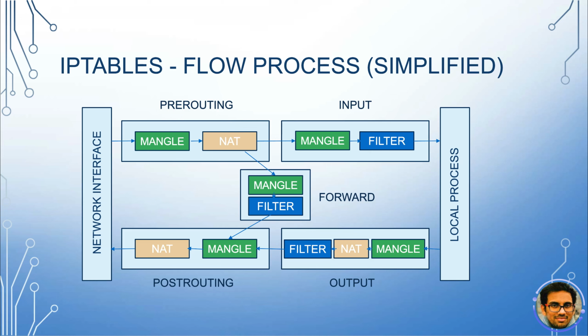For local processing, if the IP address matches that of the local system, the packet goes through the input chain of the filter table. Rules in the input chain determine whether to accept, drop, or reject the packet.